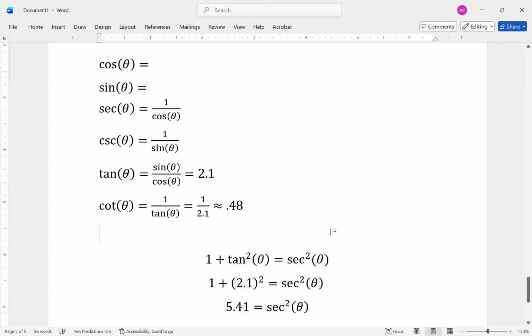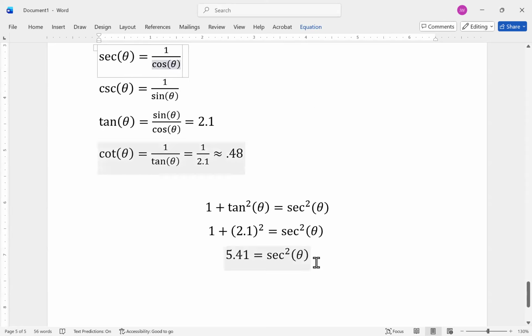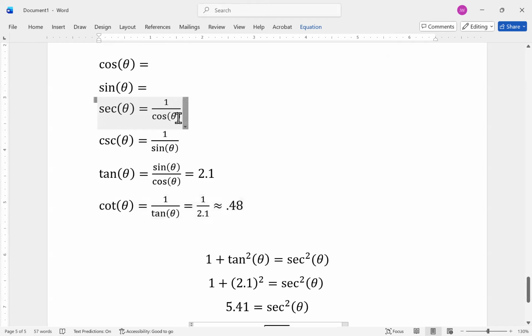Now here's where the quadrant comes into play. Since theta is in the third quadrant, cosine is going to be negative, which means secant is going to be negative. So I'm going to take the negative square root. So secant of theta is going to be equal to the negative of the square root of 5.41, which is approximately negative 2.33, approximately. Now that's the secant.